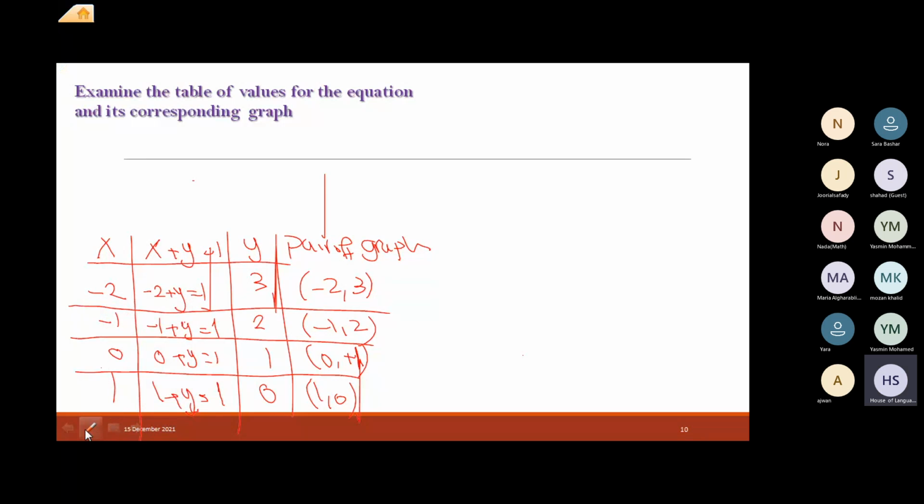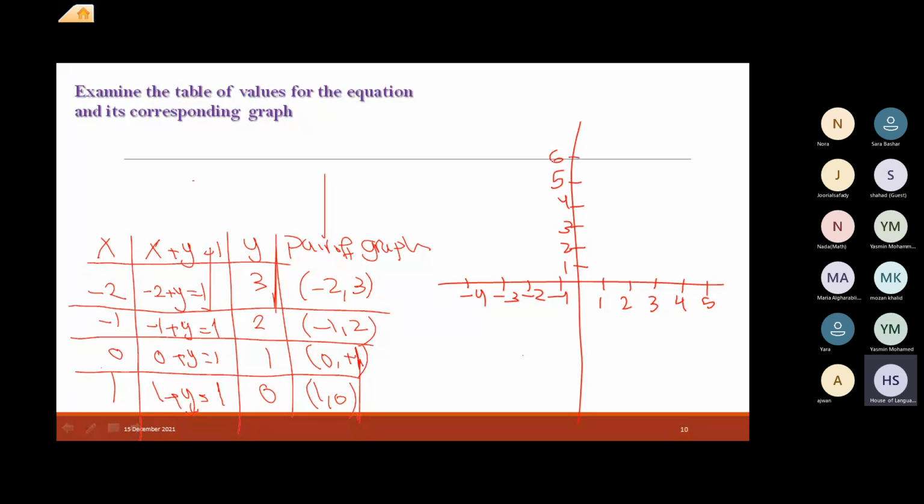Then we will draw the xy plane. Then we put the numbers as we know: 1, 2, 3, 4, 5, and -1, -2, -3, -4, and -5 on the x-axis, and 1, 2, 3, 4, 5, 6 and -1, -2, -3, -4, -5 on the y-axis. The first step now.